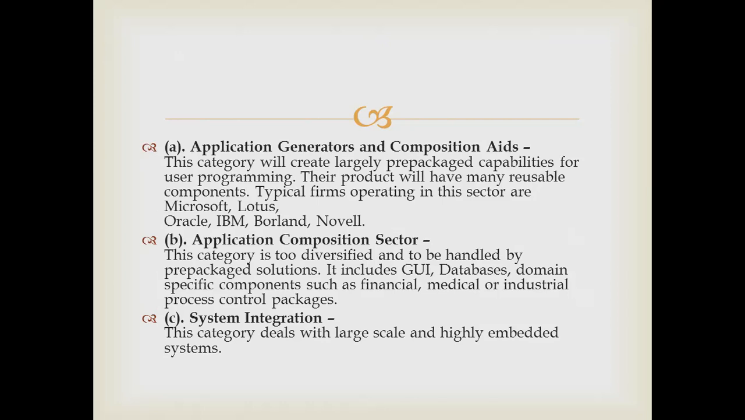Next is system integrators. This category deals with large-scale and highly embedded systems. What is an embedded system? An embedded system is a combination of hardware and software which is used for a specific purpose or for designing a specific product.